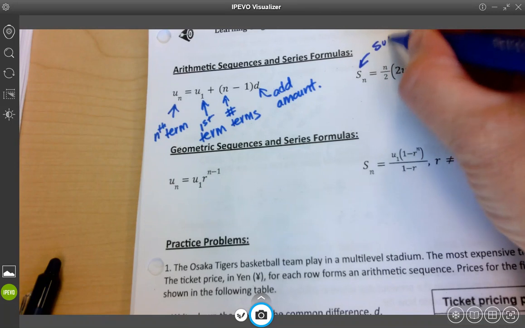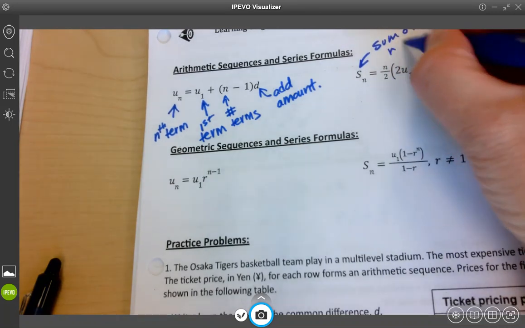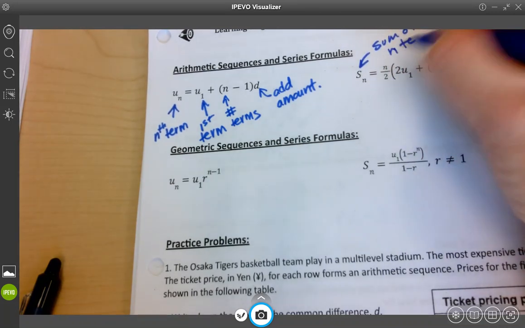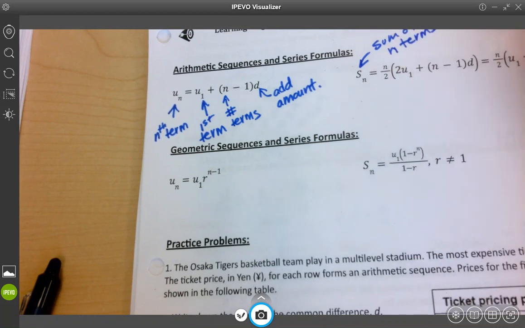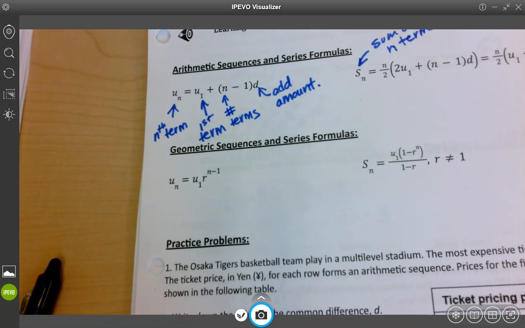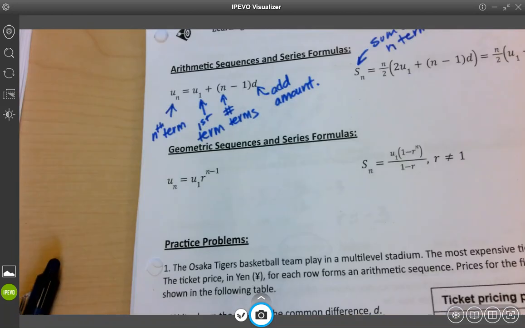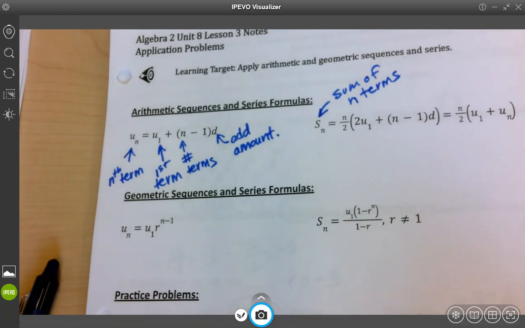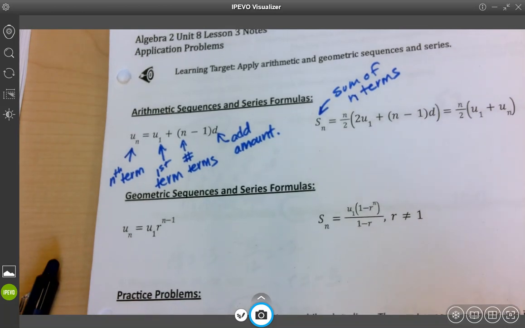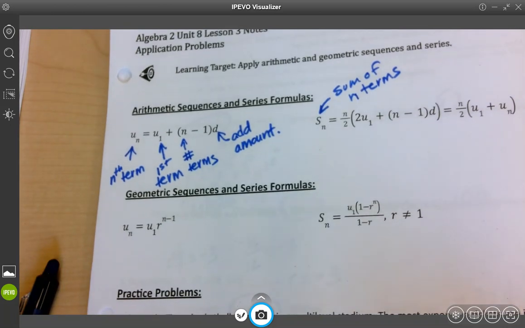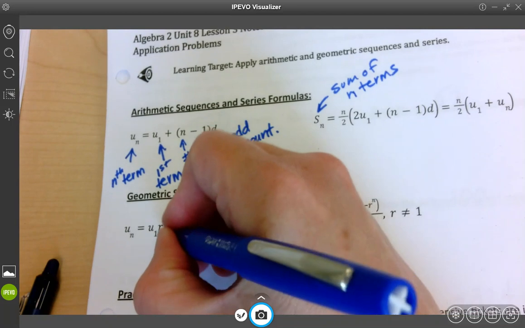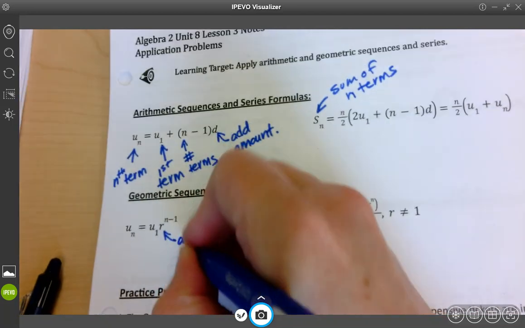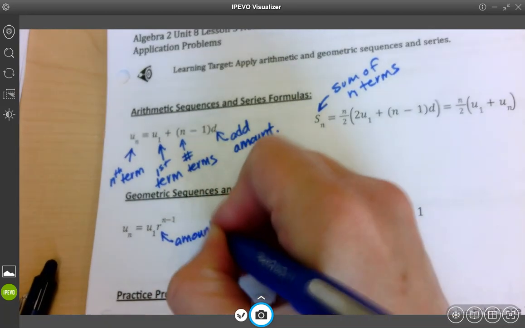That's the sum of n terms, n. And I think everything else we've already defined. And then down here we have R. And what is R? Ratio. It's the common ratio, and it's the amount you do what? You multiply by. So R is the amount you multiply by in the pattern.